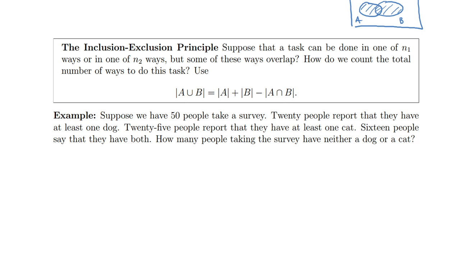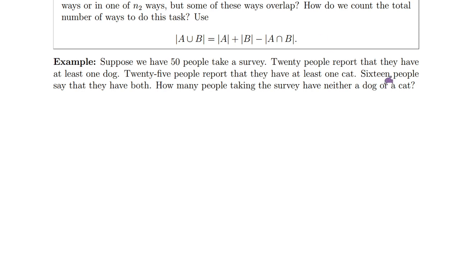So suppose that we have 50 people take a survey. 20 people report that they have at least one dog, 25 people report that they have at least one cat, and 16 people say that they have both. Okay, how many people taking this survey have neither a cat nor a dog? Probably should say nor there.